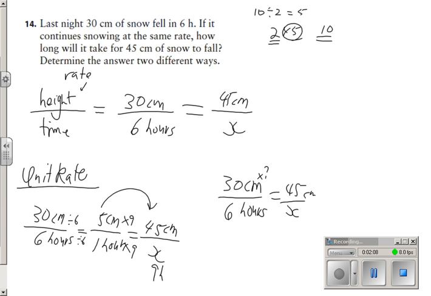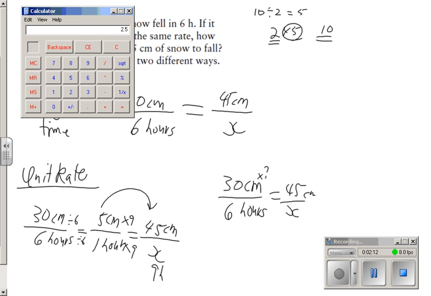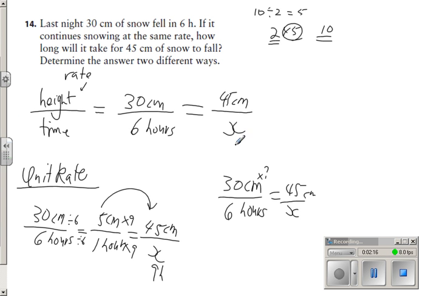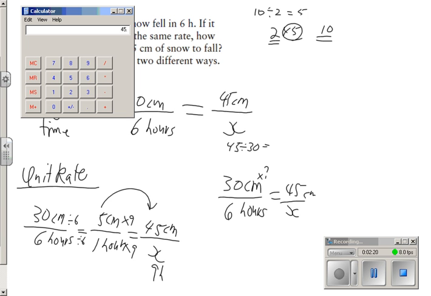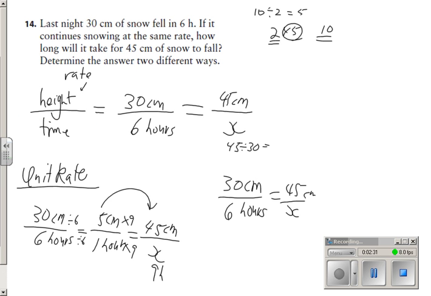So using that same logic, 45, if I take my calculator up here, 45 divided by 30 should tell me my multiple. So 45 divided by 30 equals 1.5. So my multiple here is 1.5. That's what I have to multiply it by, times 1.5.